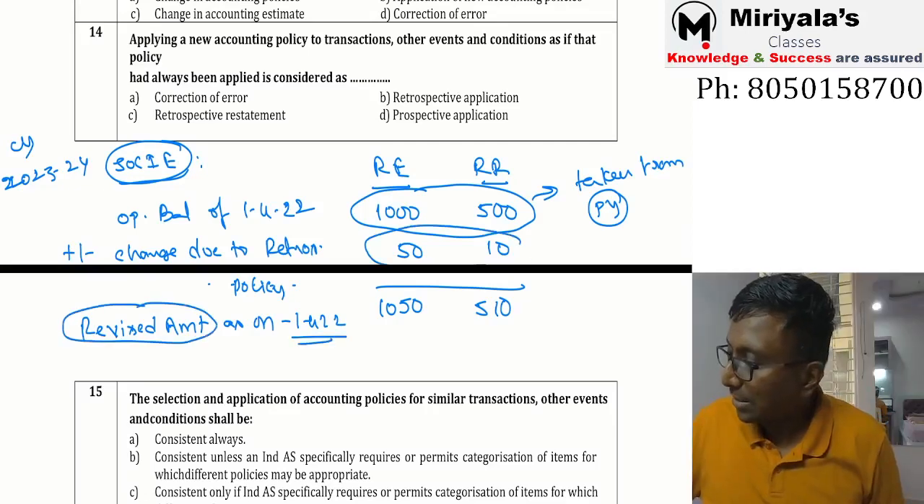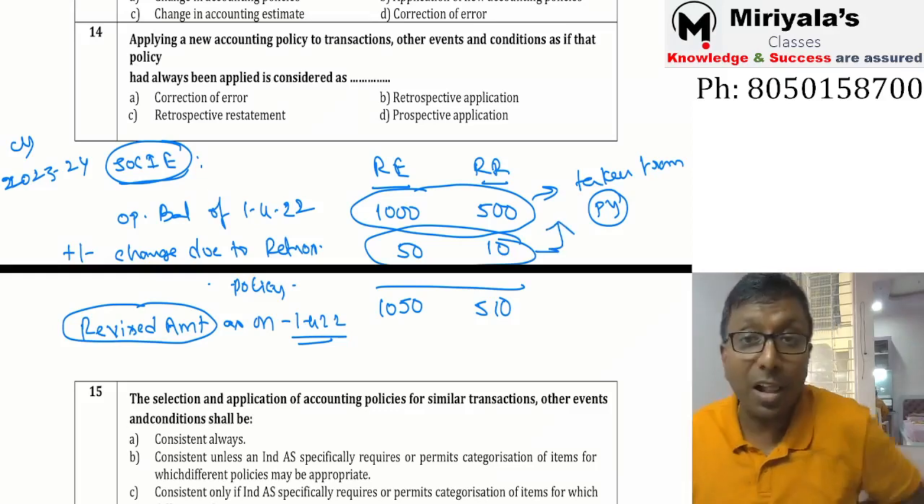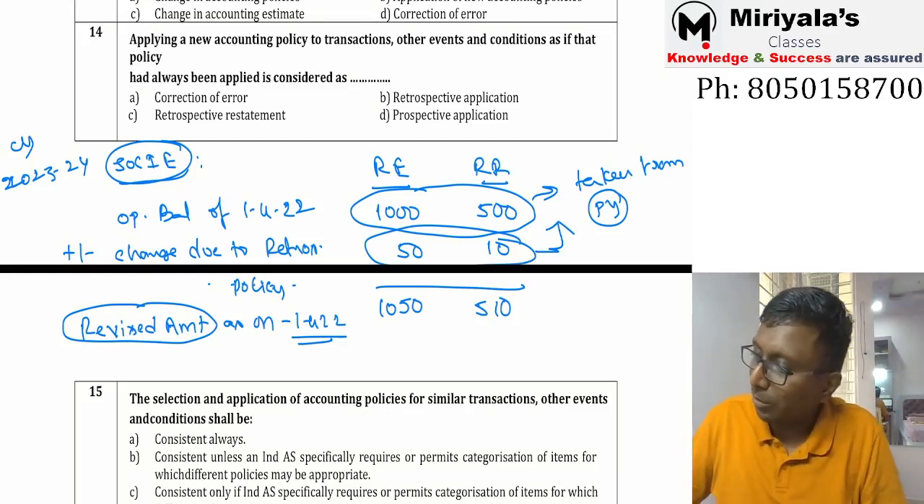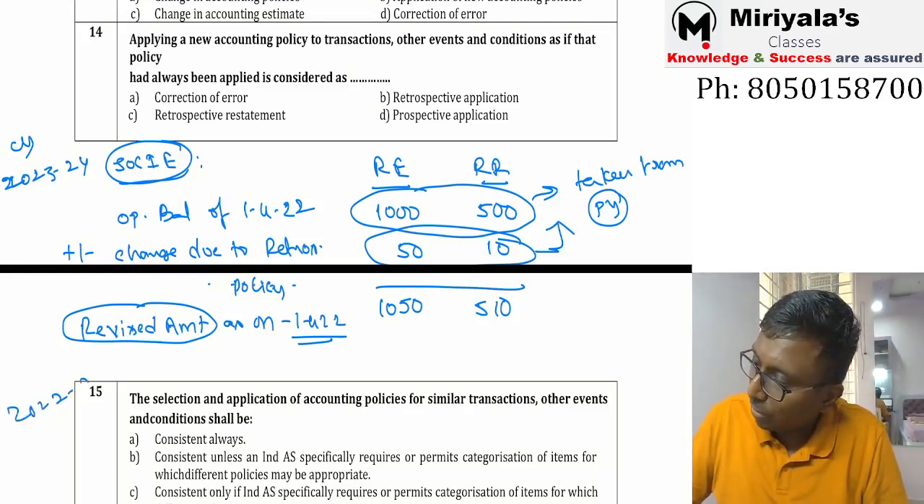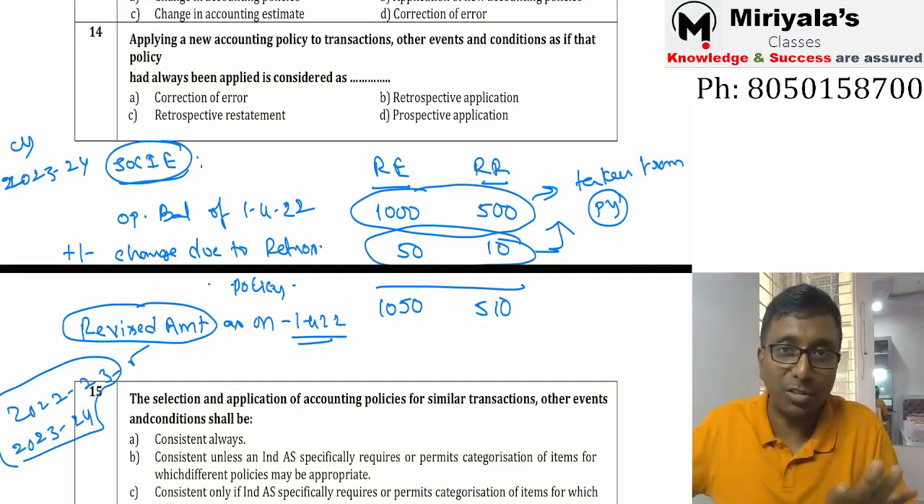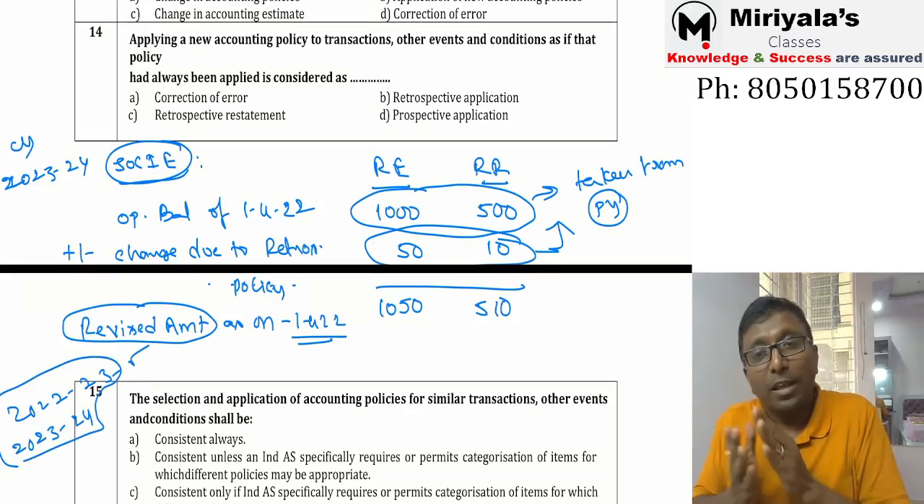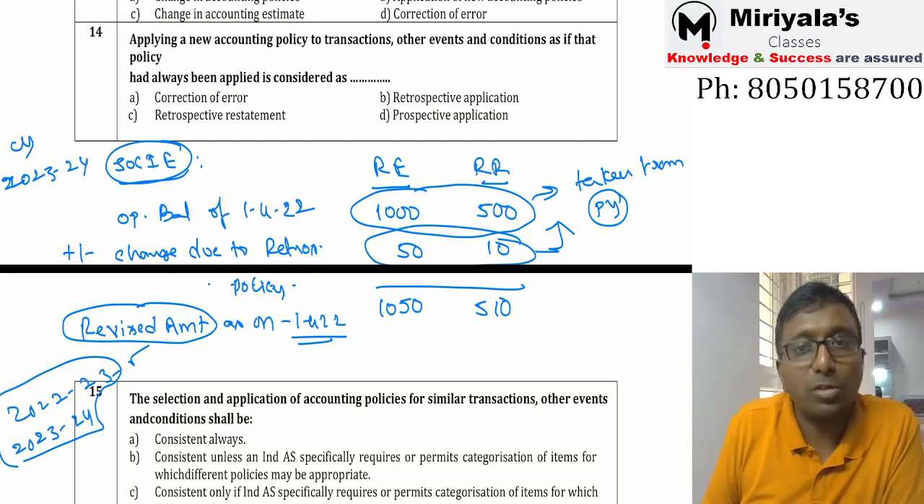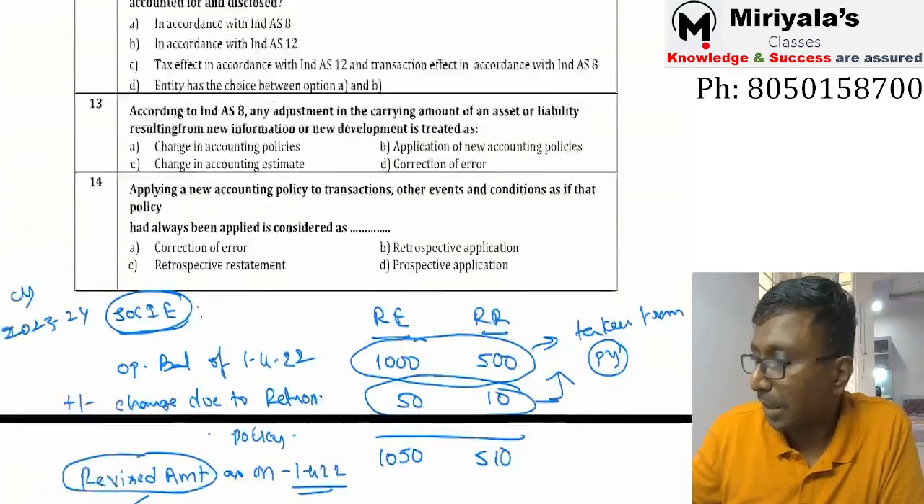Because this is nothing but the impact of all the previous years. This is not the impact of the current year, my dear, because the impact of 2022-23 will go to 2022-23, and the impact of 2023-24 will go to the 2023-24 P&L and respective reserve. So the impact related to prior years is supposed to be disclosed in this fashion. Okay, I'll come back now.